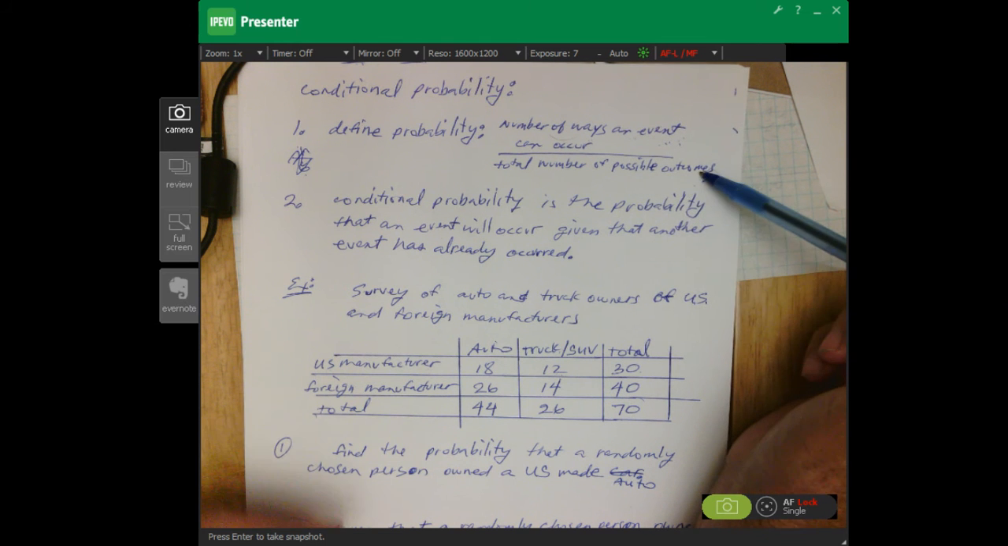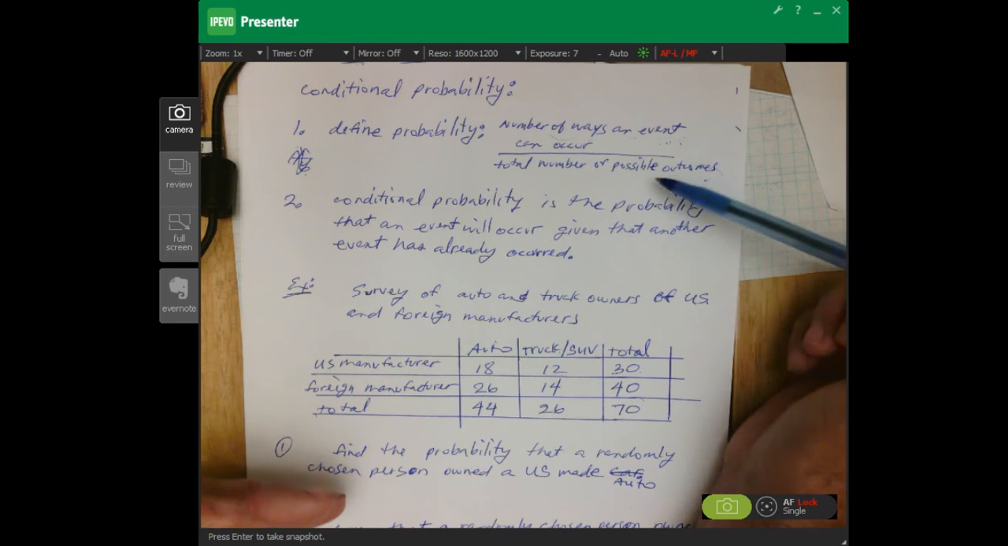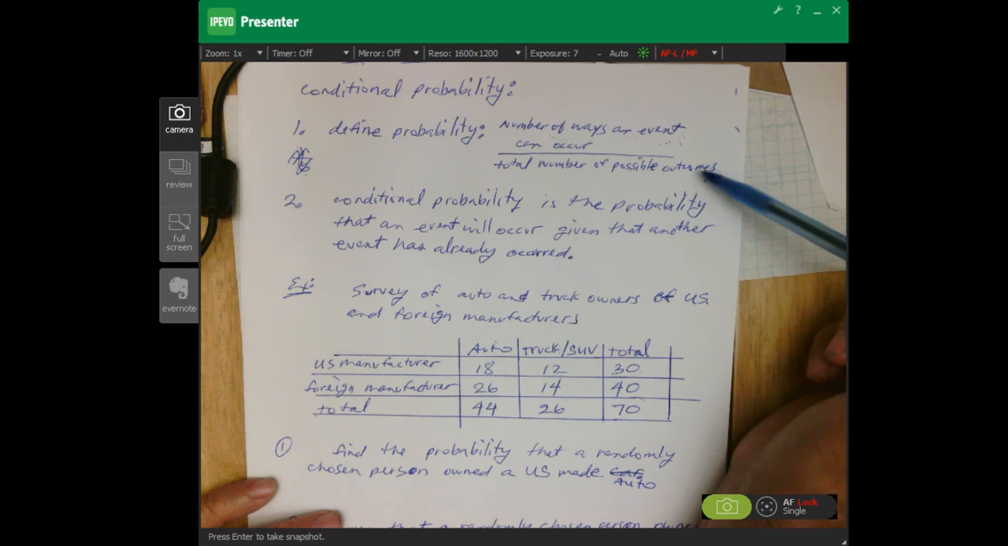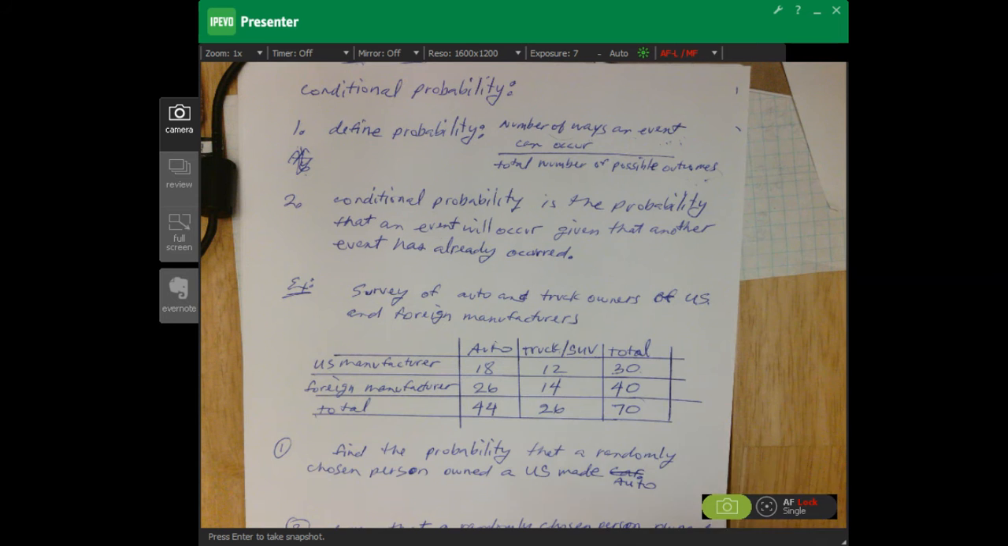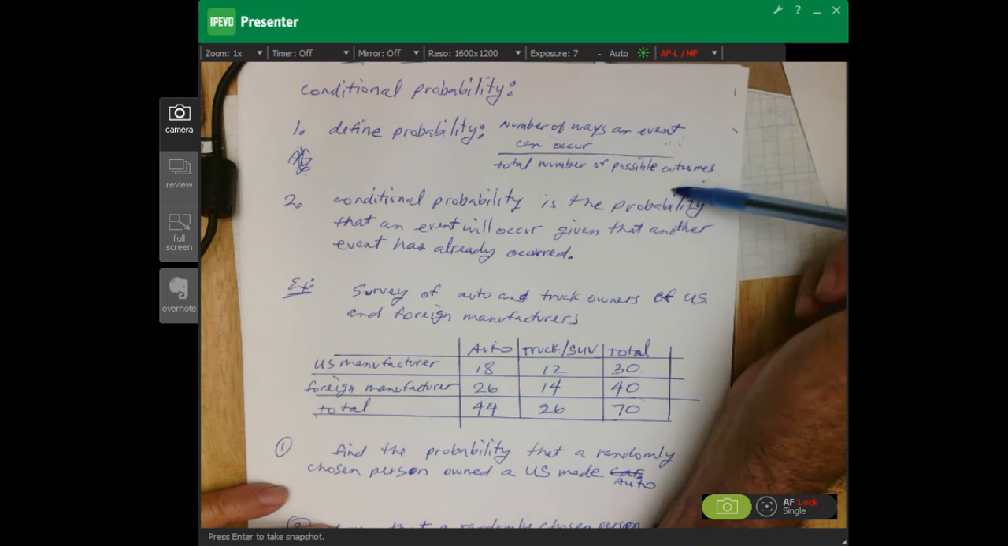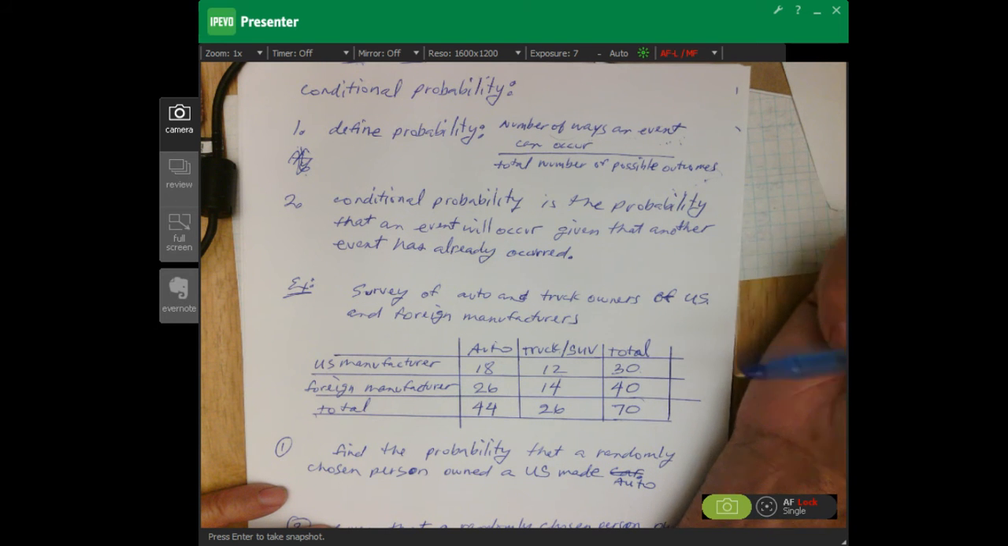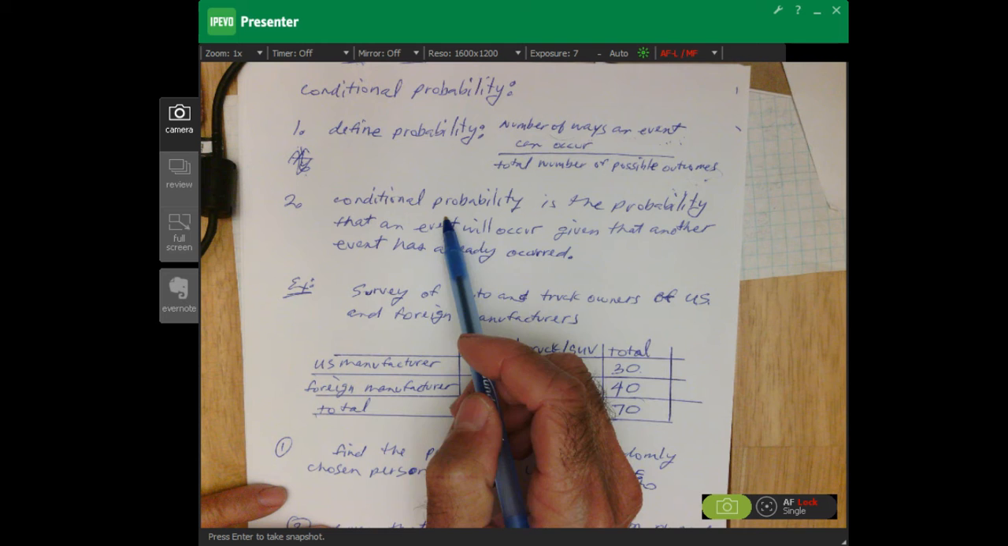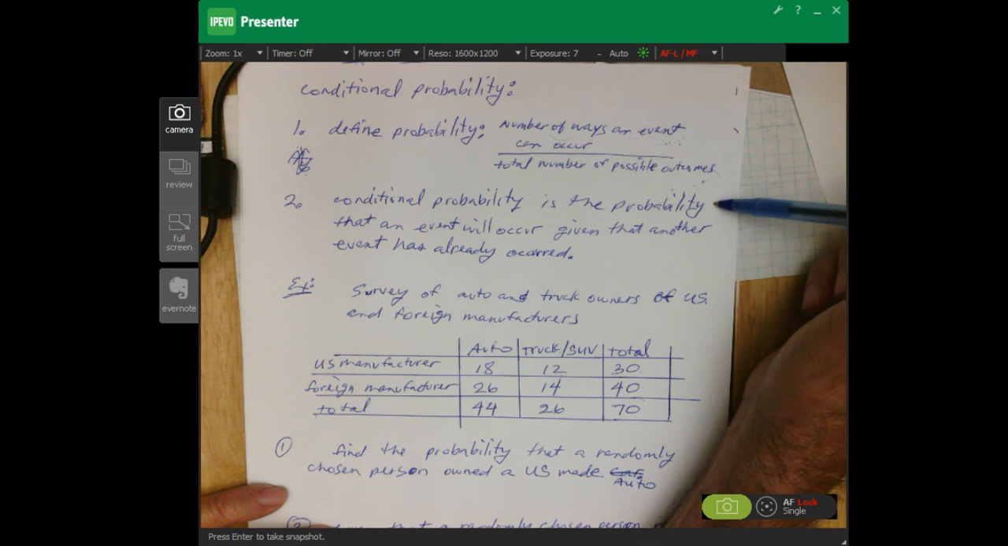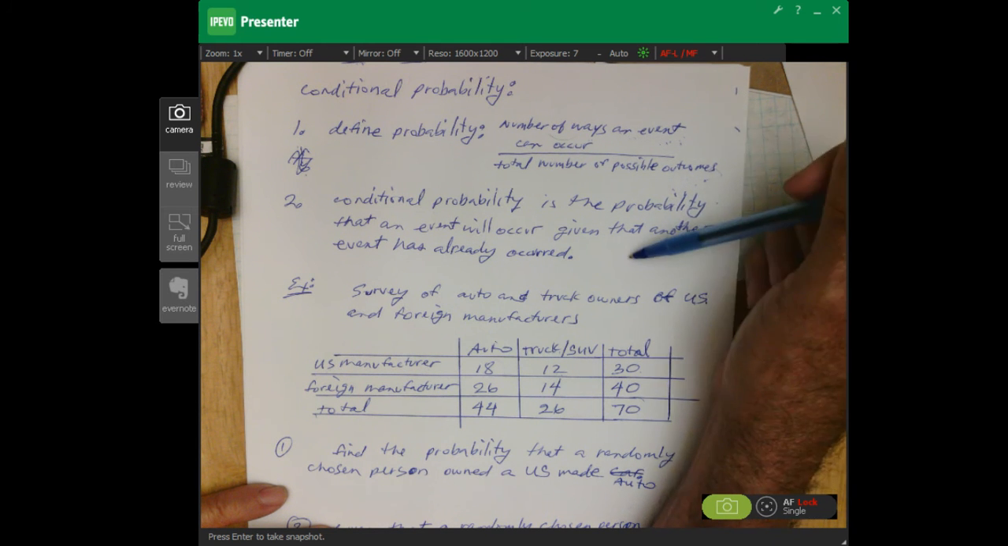Now, an outcome is just a way something could happen. So it could be either heads or tails. It's two different possible ways that it could turn out. So the probability of getting heads would be 1 divided by 2. Okay, now conditional probability is the probability that something will happen given that another event has already occurred.